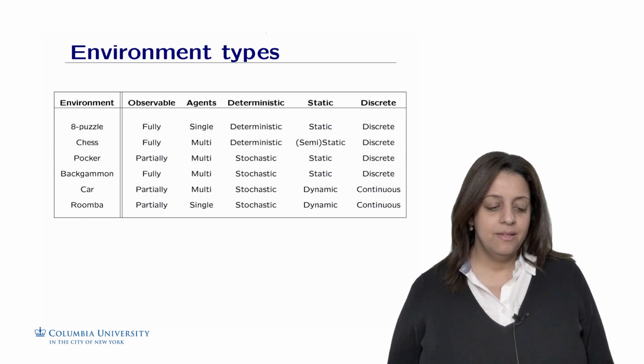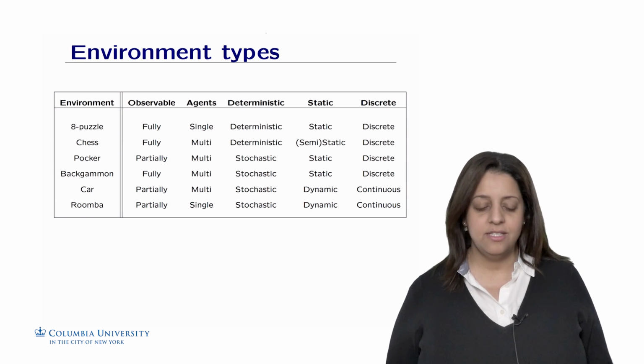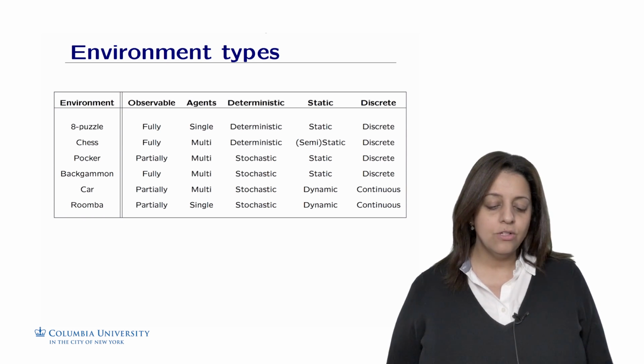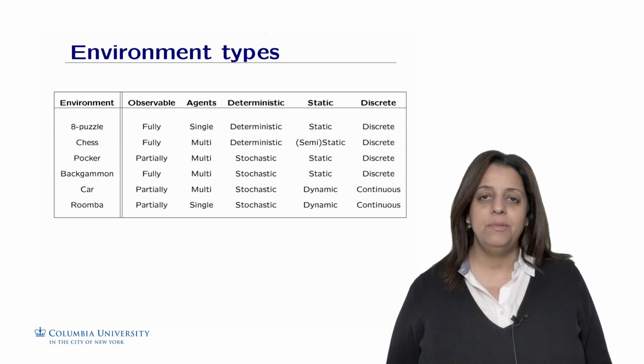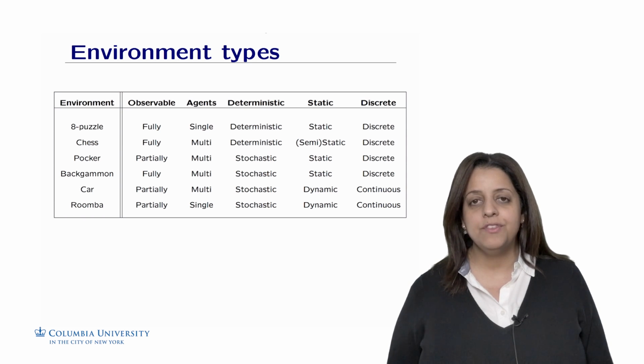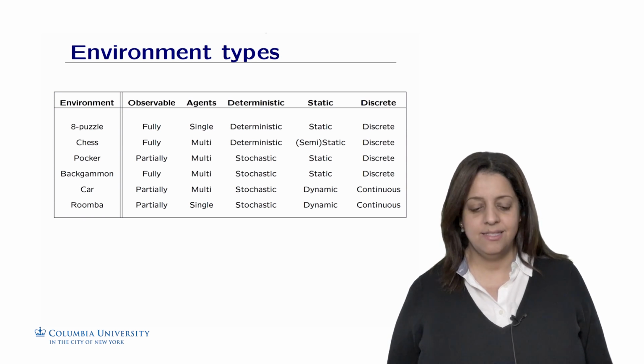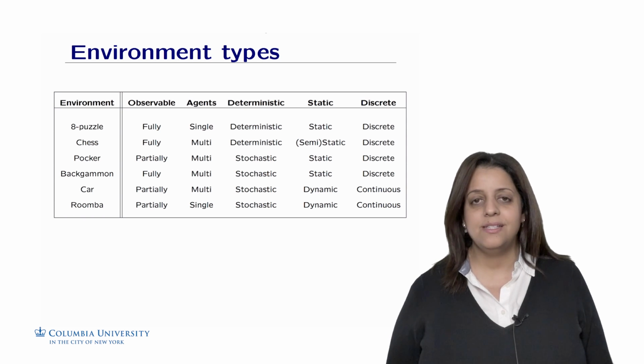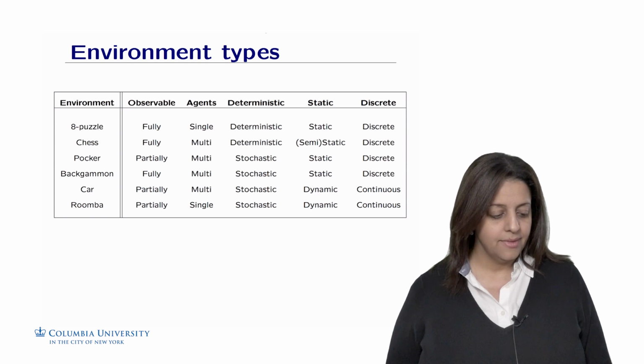The descriptions are similar for chess, except that you have a multi-agent environment since you have more than one player. And the environment can be either semi-static if you have a clock, in which case the score of the player will actually be decreasing as the clock ticks, or fully static if there is no clock.